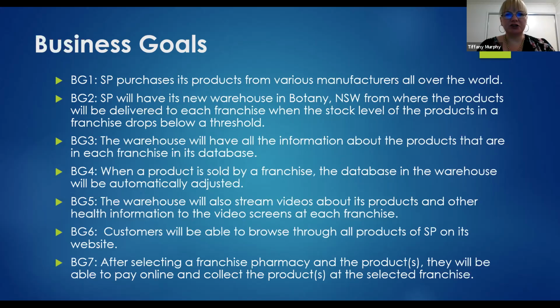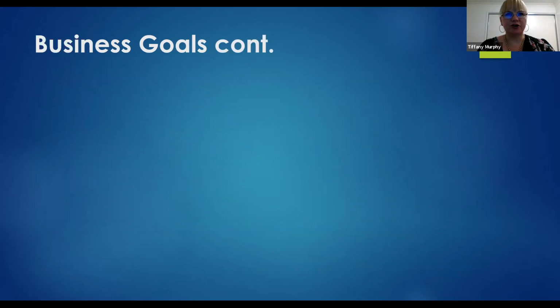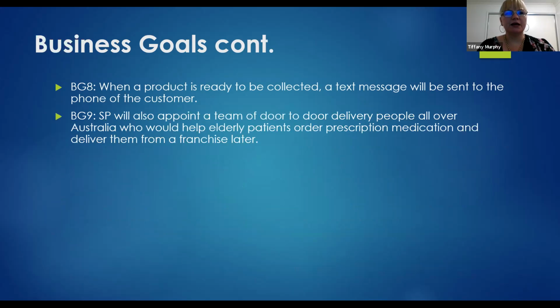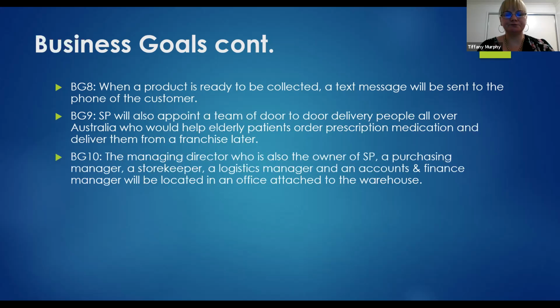After selecting a franchise pharmacy and the products, they will be able to pay online and collect the products at the selected franchise. When a product is ready to be collected, a text message will be sent to the phone of the customer. Smart Pharmacy will also appoint a team of door-to-door delivery people all over Australia who would help elderly patients order prescription medication and deliver them from a franchise later.